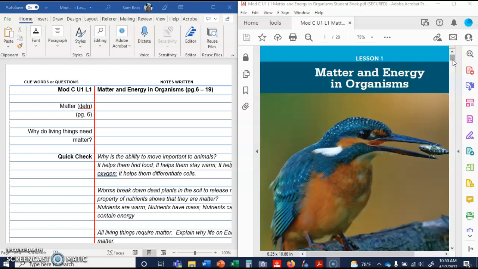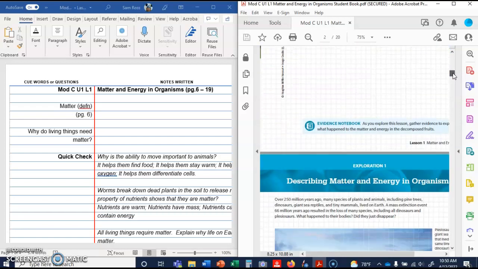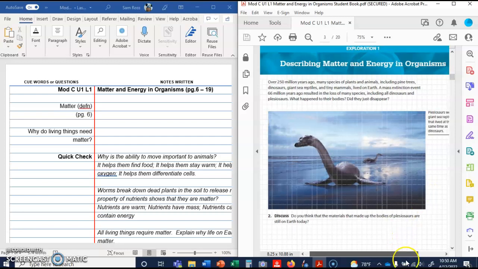So, Module C, Unit 1, Lesson 1, Matter and Energy in Organisms. The first thing we need to do is define matter, which is on page 6. Let me go ahead and scroll down in my book. Let's see, that's page 4. This is probably page 5. And this is page 6. Let me just double check.